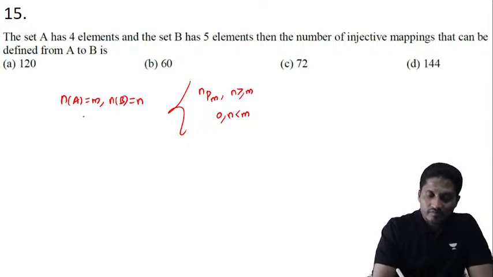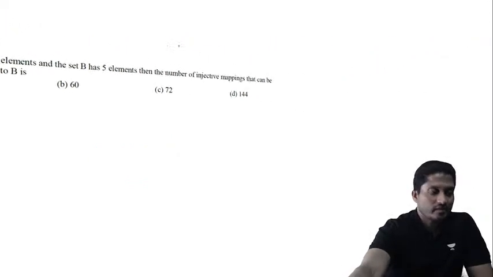So this contains 4 elements, this contains 5 elements. Number of one-to-one functions is 5P4, which is equal to 5 into 4 into 3 into 2, which is equal to 60.